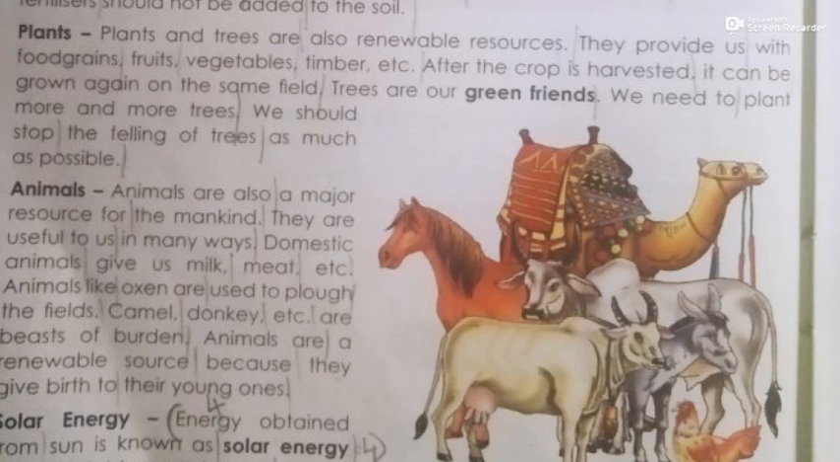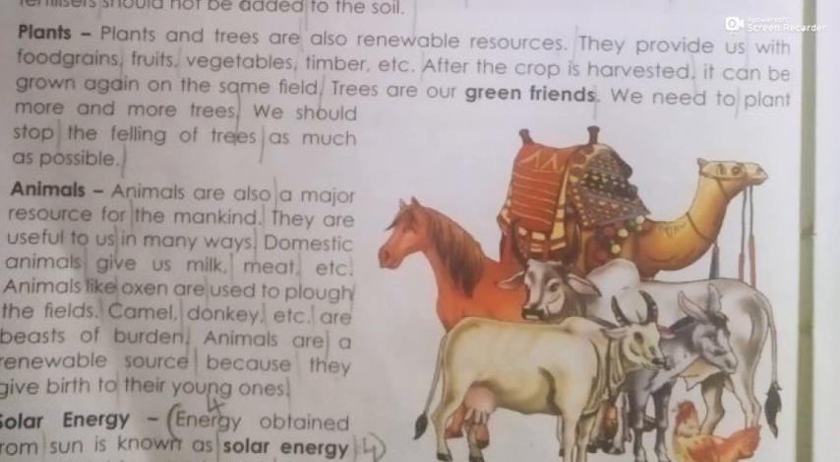That's why we call trees our green friends. After the crop is harvested, it can be grown again on the same field. So we should protect the soil. Plants, especially trees, are called our green friends. We need to plant more and more trees. We should stop the felling of trees as much as possible.